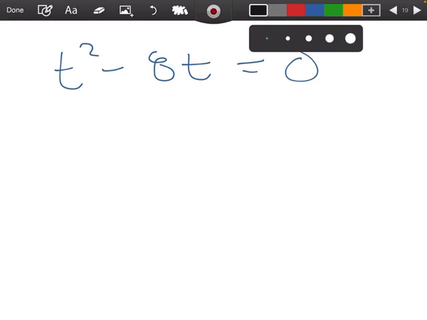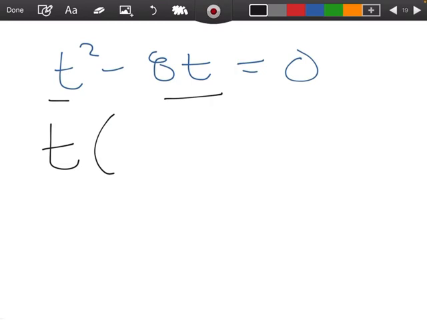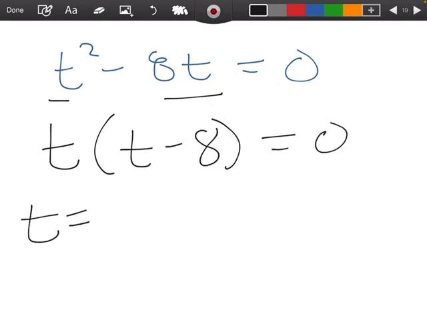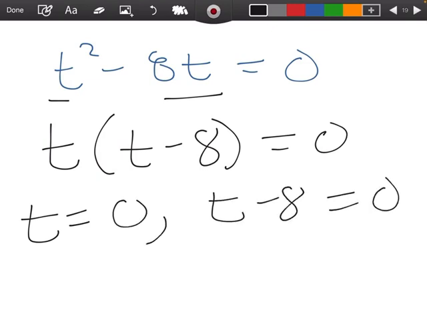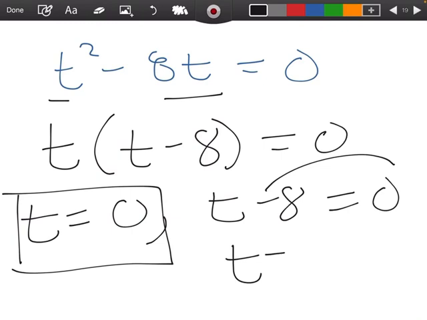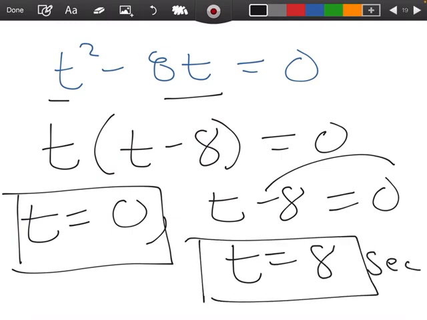From here, I can go ahead and factor out the letter t, and I have t times t minus 8 equals 0. When I set each part equal to 0, I'm going to solve them. Now, t equals 0 is when we started off. We were on the ground when the projectile started off. When we return to the ground, I'm going to move that 8 over, so it's going to take 8 seconds before it returns to the ground. Y'all have any questions?